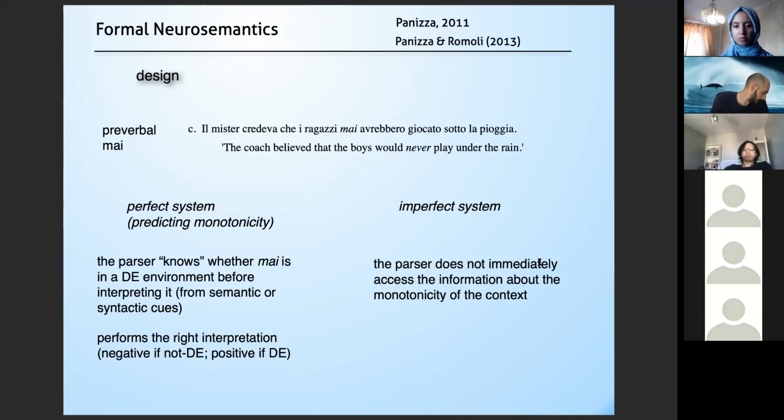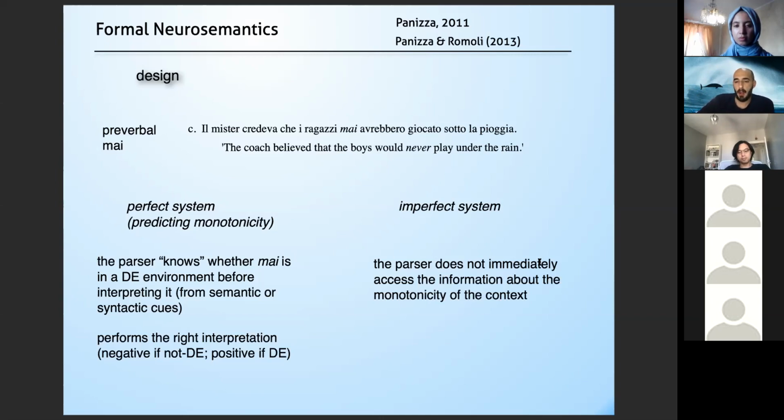I guess the title is interface strategy and something else. So in an imperfect system, the parser does not know immediately whether you are in a downward entailing context or in an upward entailing context. It doesn't have a sort of RAM memory that stores the information about the monotonicity of the context. Monotonicity means whether you're upward or downward entailing, because downward entailing also means downward monotonic.